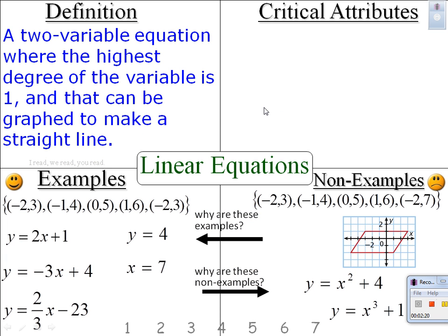Look up, please. Linear equations are two-variable equations where the highest degree is 1 on the variable, and they can be graphed to make a straight line. So in different words, but didn't we graph these and get straight lines also? Okay, so just a different definition. However, I want you to focus on the examples. Look up, please. Here go the examples.